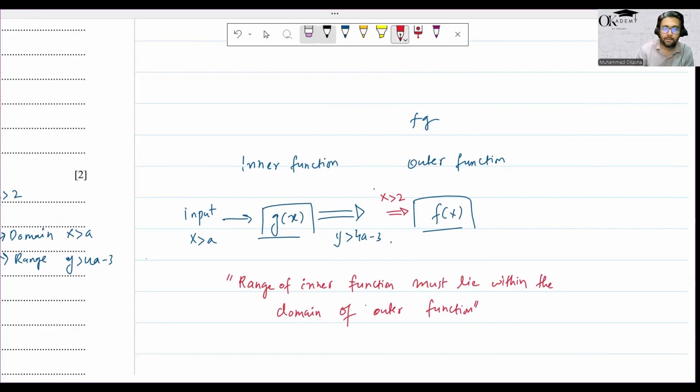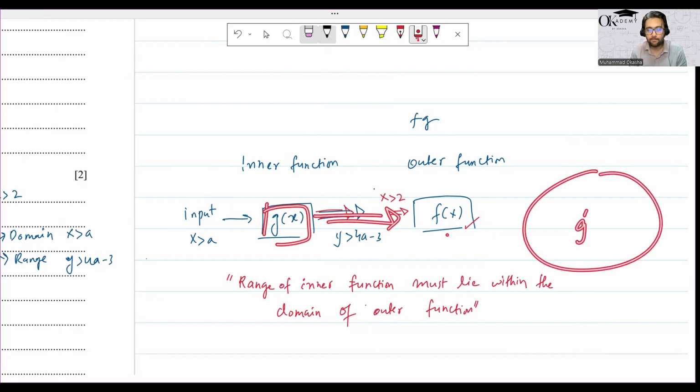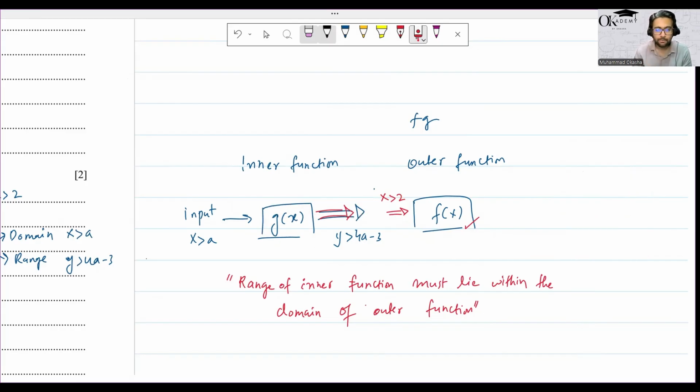In simple words, whatever is being produced by this g of x, you have to make sure that it is acceptable by f of x or not. Because whatever is being produced by g of x is directly entering into the outer function, right? There's g inside, whatever is being produced by g is directly entering into f, right? So you have to make sure that whatever is being produced by g of x, which is the range of the inner function, should lie within the domain of the outer function, which means it should be greater than 2. So this is something that is being produced by g of x. You have to make sure that it is greater than 2.